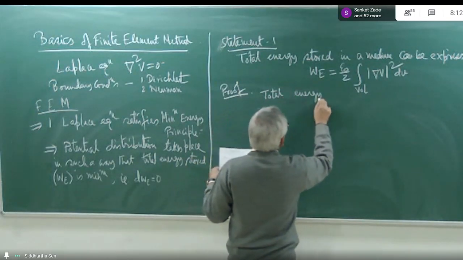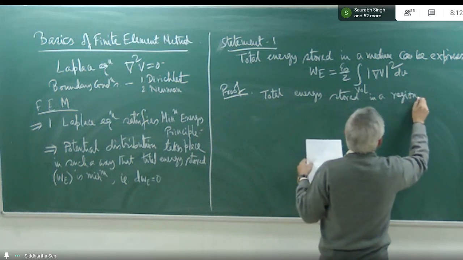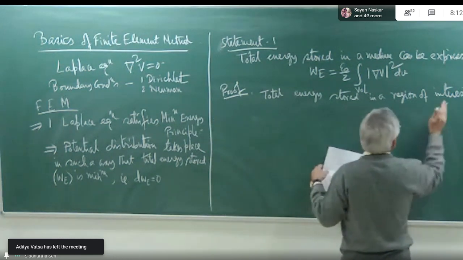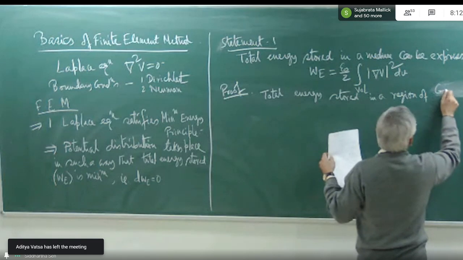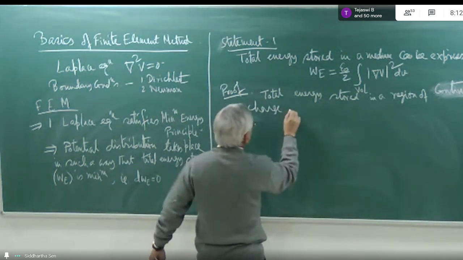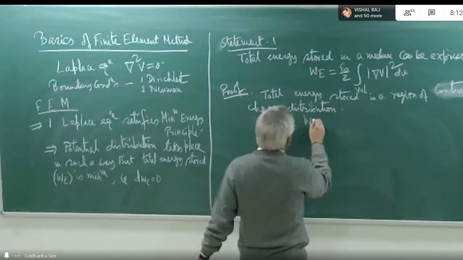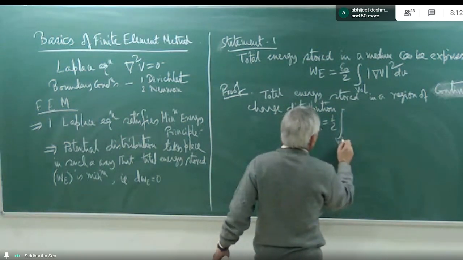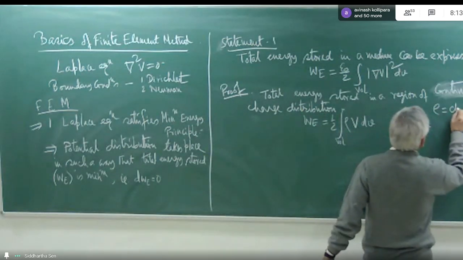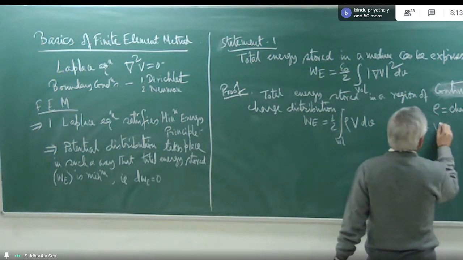Total energy stored in a region of interest, in region of continuous charge distribution, can be given as WE is equal to half into volume integral of rho into voltage V into dV, where rho is the charge per unit volume and V is the potential.